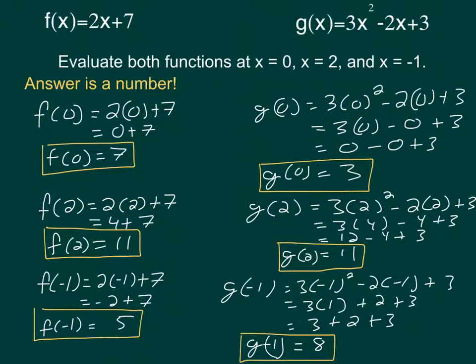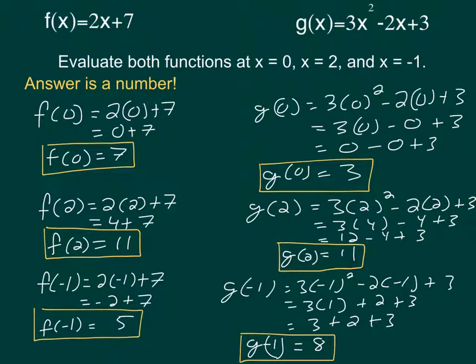And so there you go. f of -1 is 5, and g of -1 is 8. One thing to keep in mind here is that you have to do the exponent first before you multiply by 3, and also remember that -1 squared is a positive 1. So that might have been something that could have led to some trouble, but otherwise should have been all right.